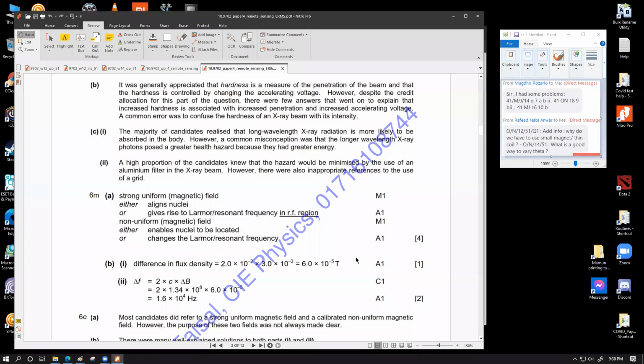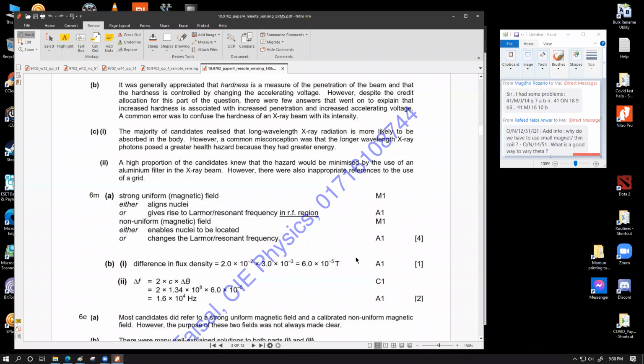Then it says non-uniform magnetic field either enables nuclei to be located or changes the Larmor or resonant frequency across different layers. Yeah, I think it makes sense.